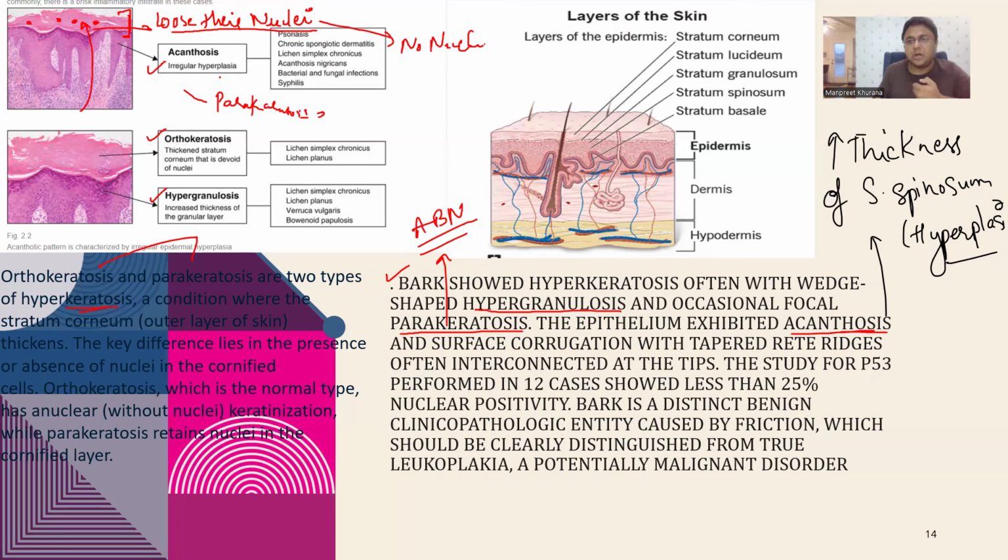Acanthosis is irregular hyperplasia of the stratum spinosum. So this is the stratum spinosum. It can occur in psoriasis, chronic spongiotic dermatitis, lichen simplex chronicus, acanthosis nigricans, bacterial and fungal infections, and syphilis. Orthokeratosis is thickened stratum corneum that is devoid of nuclei. So in this case, there are no nuclei. It can be lichen simplex chronicus and lichen planus. Then we have hypergranulosis, which is a granular layer thickening. It occurs in lichen simplex chronicus. So all three occur in lichen simplex chronicus, whose oral counterpart is this condition. Then lichen planus, verruca vulgaris, and bowenoid papulosis.